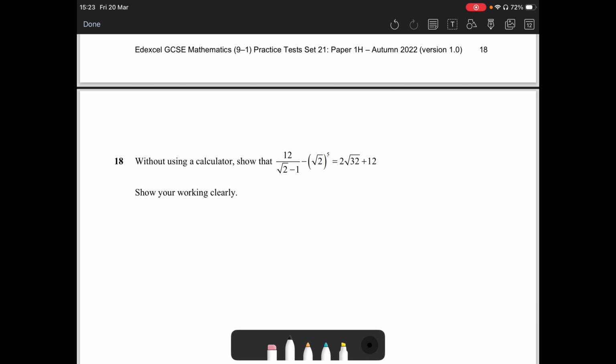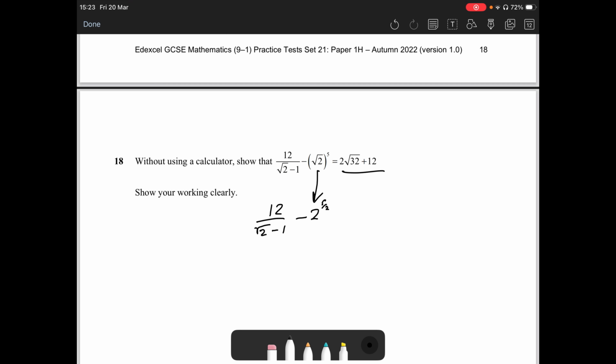Number 18. Okay, right. Few things we're going to do. Everything's in a root 32 form. Okay. Pretend you don't know that. What we're going to do, right, so root 2 becomes 2 to the half. So this is 2 to the 5 over 2. This is 12 over root 2 minus 1.